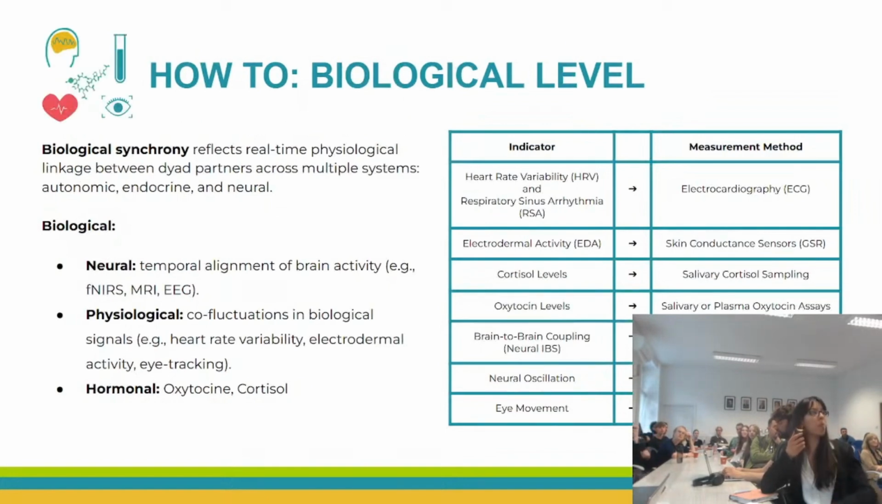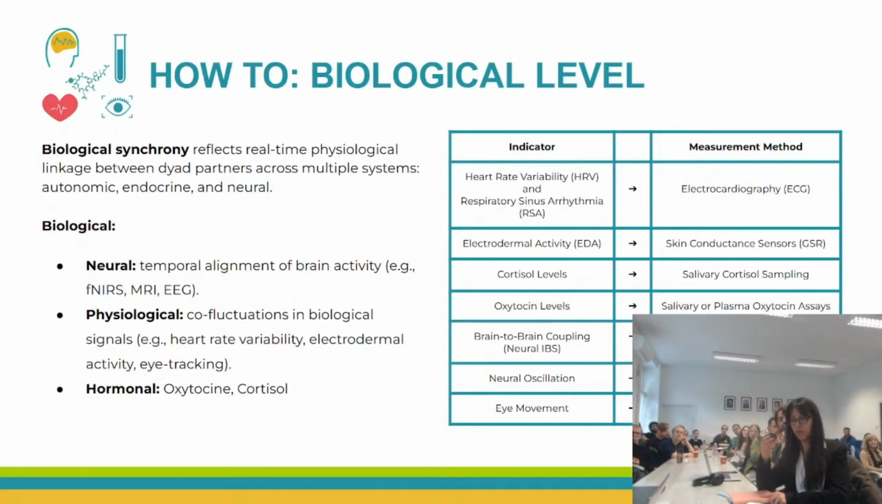Okay, so let's look at the biological level. Biological synchrony can be measured across multiple systems: autonomic, endocrine, and neural. We track heart rate variability and respiratory patterns using ECG, monitor electrodermal activity through skin conductance sensors, and assess hormonal synchrony by measuring cortisol or oxytocin levels from saliva or plasma samples.